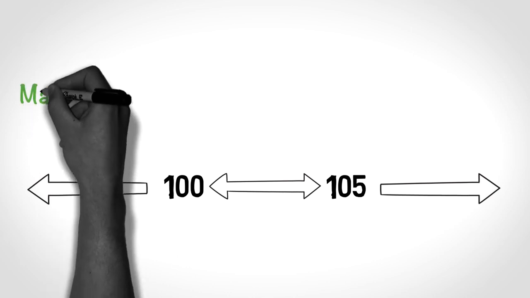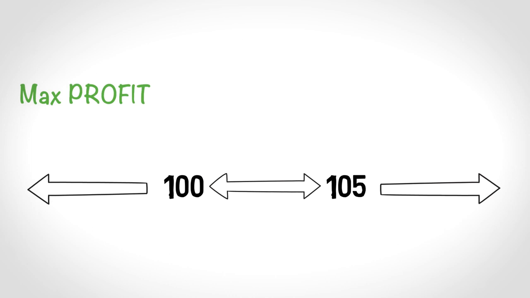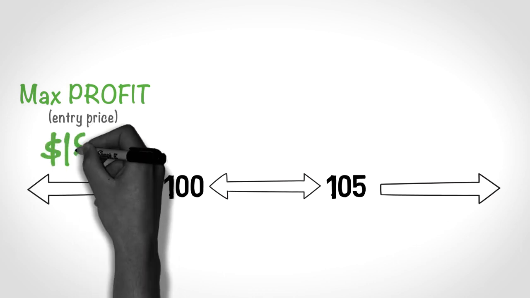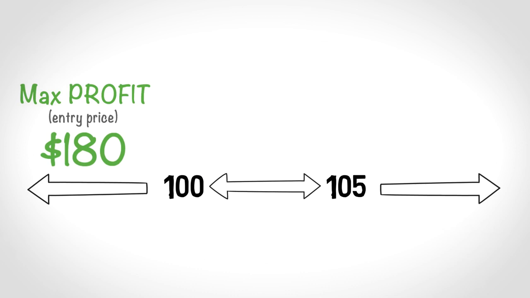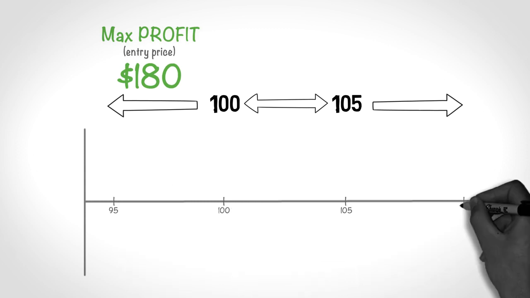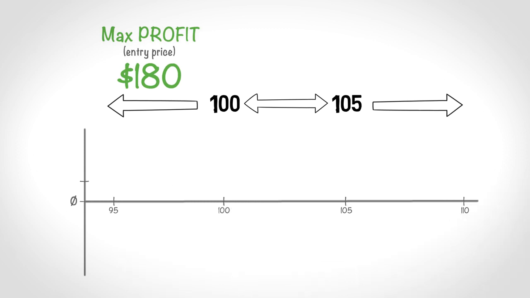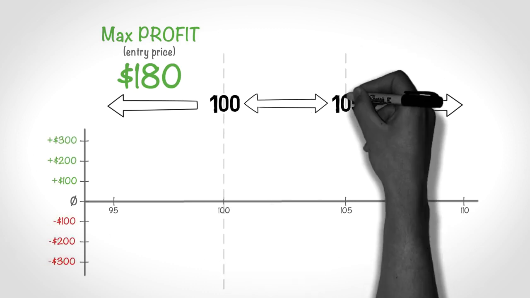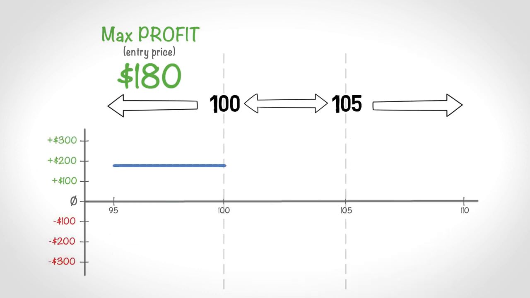When selling a vertical spread, our maximum profit is simply the net price that we sell the vertical spread for. In this case, we sold the vertical spread for a net price of 180, so our maximum potential profit is $180. And by the way, you can also see this on the chart in the bottom of your screen. The x-axis, or the horizontal axis, represents the stock price, and the y-axis represents our profit or loss. So that's represented by this blue line.